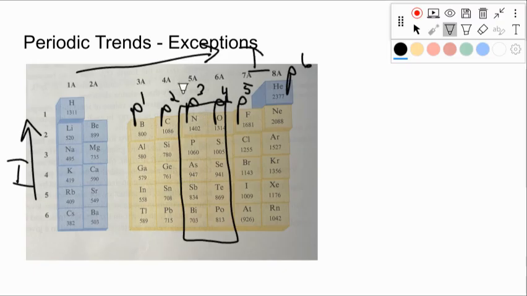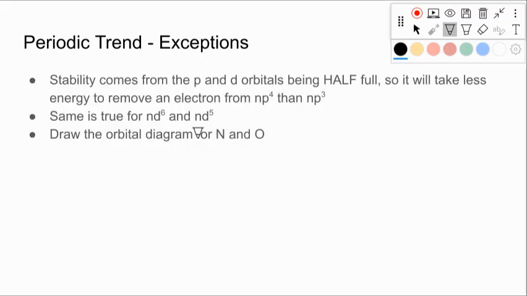And what's happening is it is happy at the P3, so it really doesn't want to lose it, but it's unhappy at the P4 because it can lose one more and get to the P3. And so the same thing is true when we talk about ND6 or ND5, because remember, in p orbitals, half full would be 3. In d orbitals, half full would be 5. And so the same thing is true there if you look at those trends for the ND6 and the ND5. So I want us to draw the orbital diagram for nitrogen and oxygen and then talk about what's happening there.